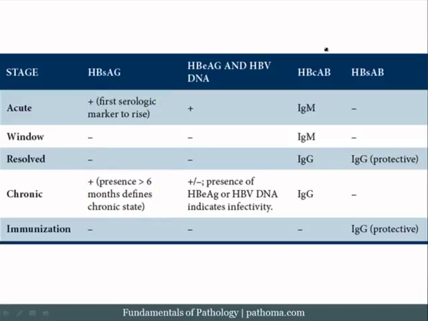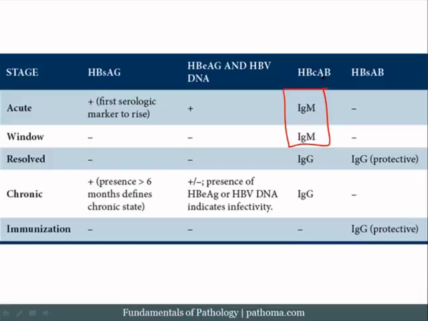Principle number 2, the key marker of acute battle is IgM against the core. And the way I think about this is that the core is the core of the matter, at least serologically. And so here you have hepatitis B core antibody, and you can see that during the acute battle for the first 6 months, it is the major antibody that you use to try to defeat the virus.